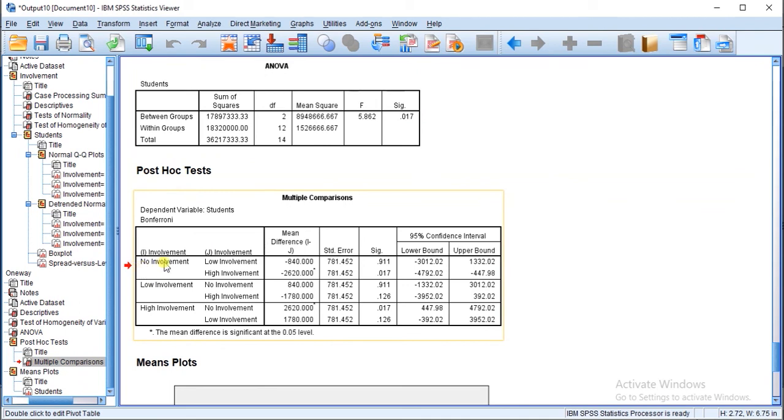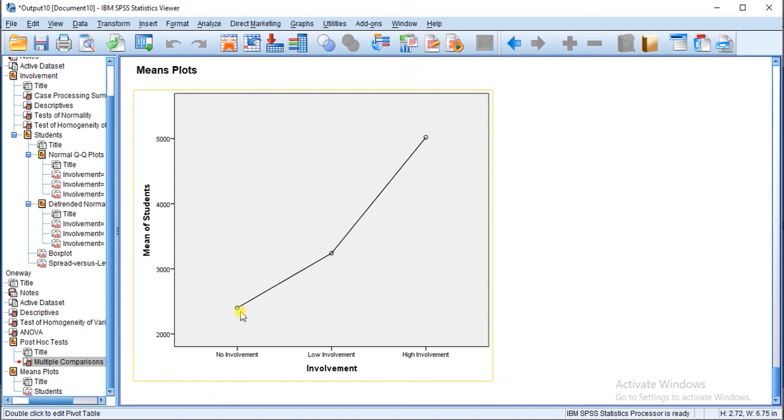Here we will compare no involvement with low involvement and check the p value. It is greater than 0.05. It means not significant. No involvement with high involvement is less than 0.05. It means high involvement works. It means we have to involve ourselves highly with the students, and then the number of students in a school can be increased. And low involvement and high involvement, again, is not significant. We can check this through this graph also: with no involvement, the mean number of students is this, then low involvement and high involvement, so it is increasing.